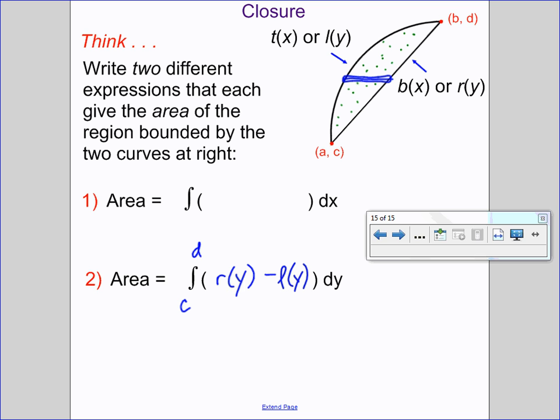Awesome. What questions do you have about our investigation today? Jake? So if it's the right curve when you're looking at x, it will be the left curve when you're looking at y, the direction split? Typically, but it would depend on what your region looks like. Typically, yes, but not always.